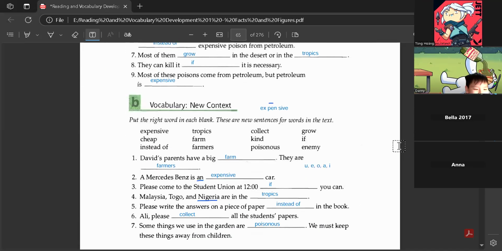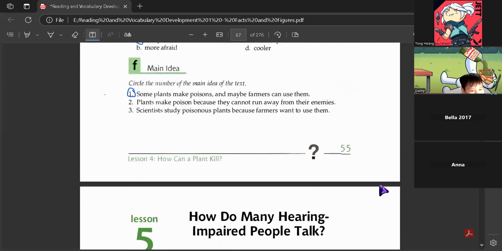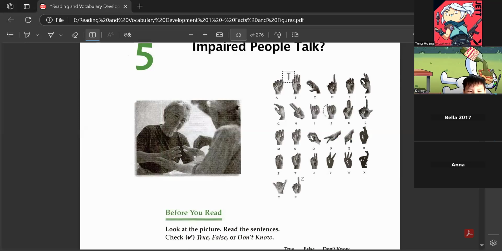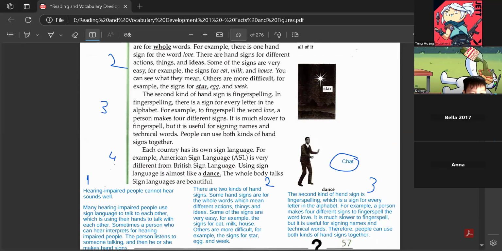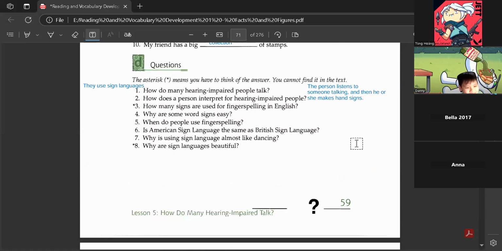All right, wait. Where is it? Okay, here. Let's read. So there are 26 signs for 26 different letters in the alphabet. How many signs are used for finger spelling? So it's just 26, because there are only 26 letters.